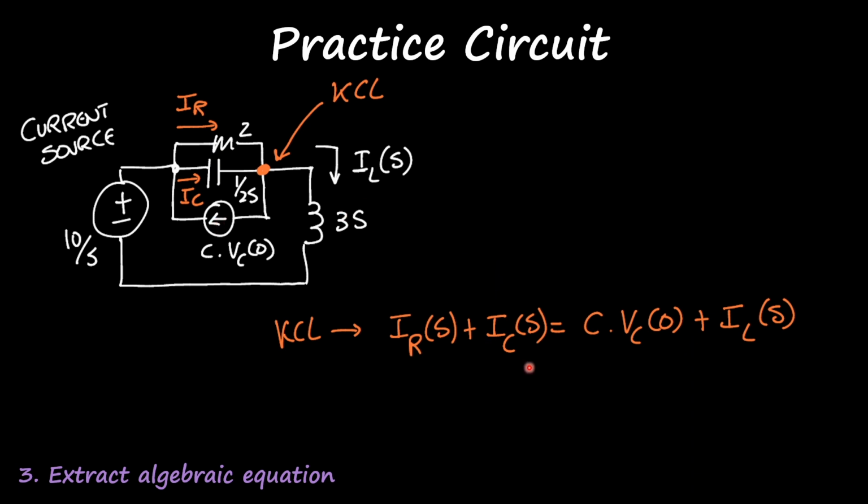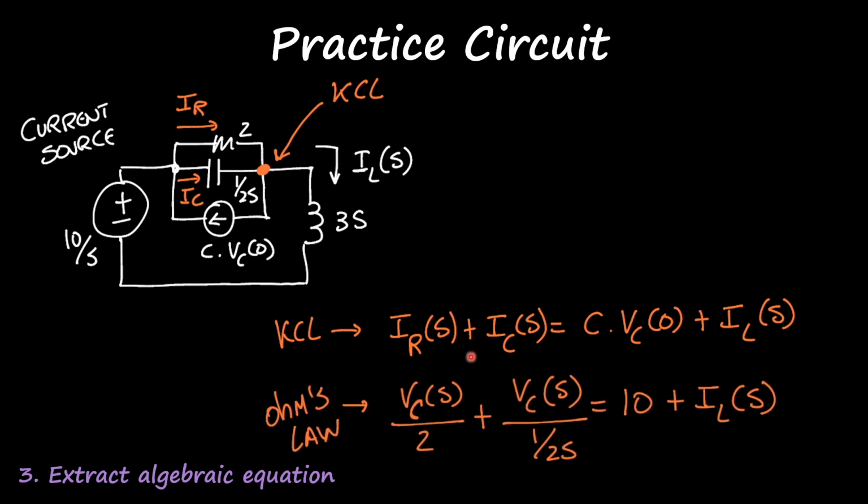Alright, now that I have this equation, I start applying Ohm's law across some of these elements. For example, because these two elements are in parallel with each other, the voltage is the same. So I can apply Ohm's law over here and say that the voltage across the capacitor divided by 2 is the same as the current through the resistor, and I apply exactly the same thing to the current through the capacitor, which is Vc over the respective impedance, equals 10 plus IL of s.